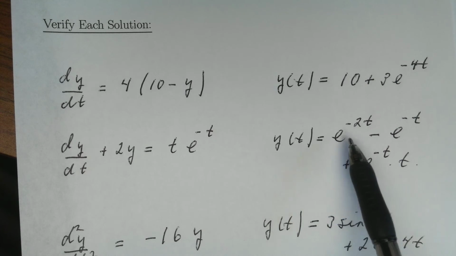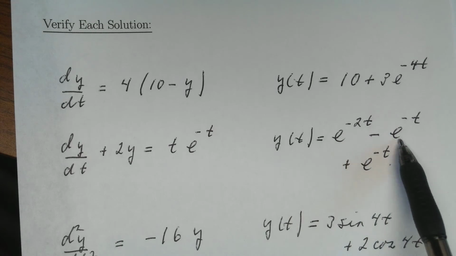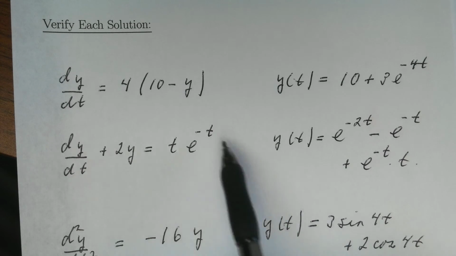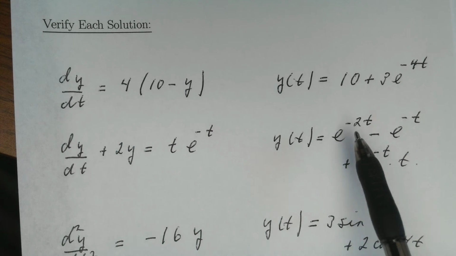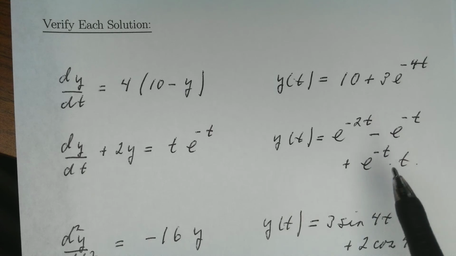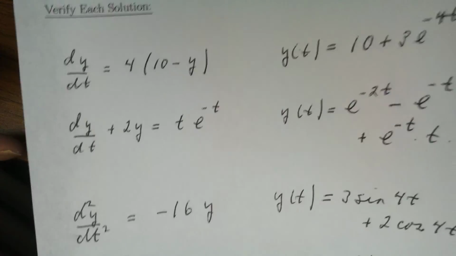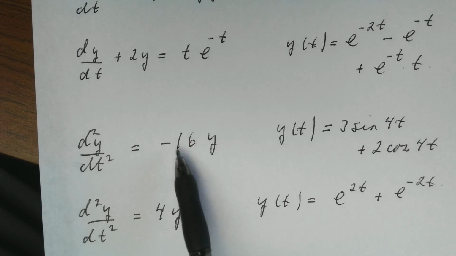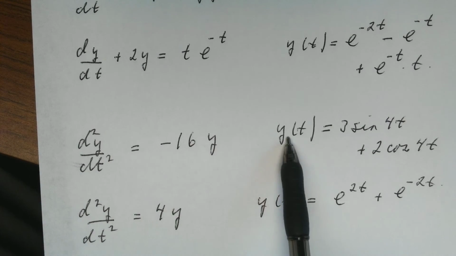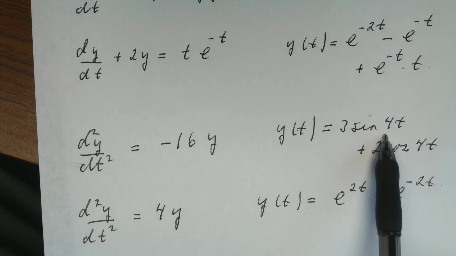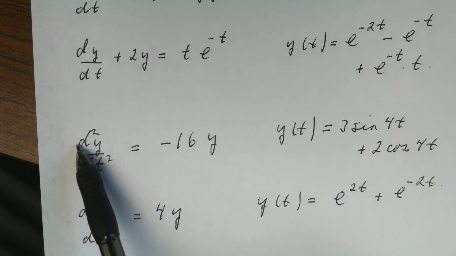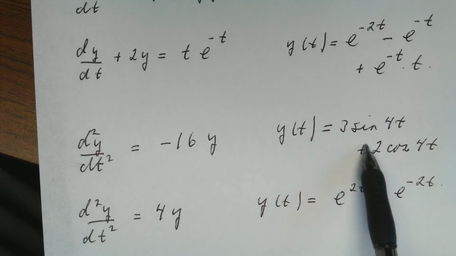y of t equals e to the minus 2t minus e to the minus t plus e to the minus t times t. Check it, just like I did on the previous pages. You're going to need to use the chain rule and the product rule in your calculations. Another example. The second derivative of y equals minus 16 times y. Show that y of t equals 3 sine 4t plus 2 cosine of 4t is a solution. You're going to have to use the second derivative, which means you'll need to take the derivative of this first before you take the second derivative.